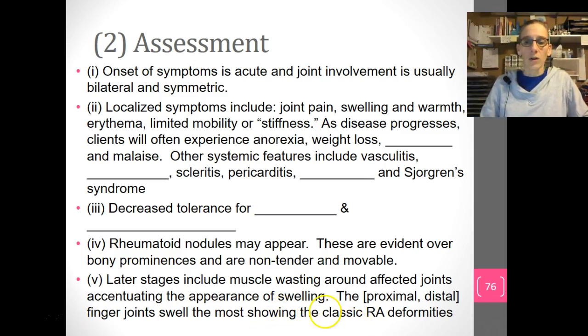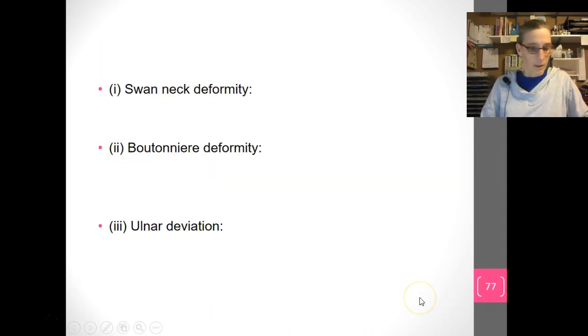Is it the proximal or the distal finger joint that swells the most, showing the classic RA deformities? Hopefully you'll pause and take a minute to look in your book. But the answer is the proximal. Proximal finger joints swell the most, showing the classic RA deformities. All right, swan neck deformity, boutonniere deformity, and ulnar deviation. I'm going to run through these real quick.